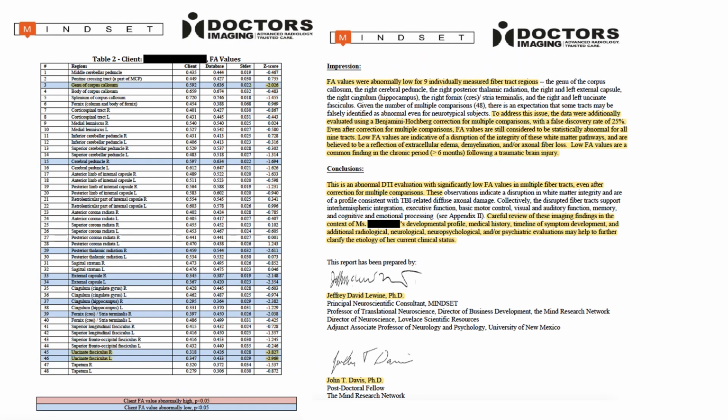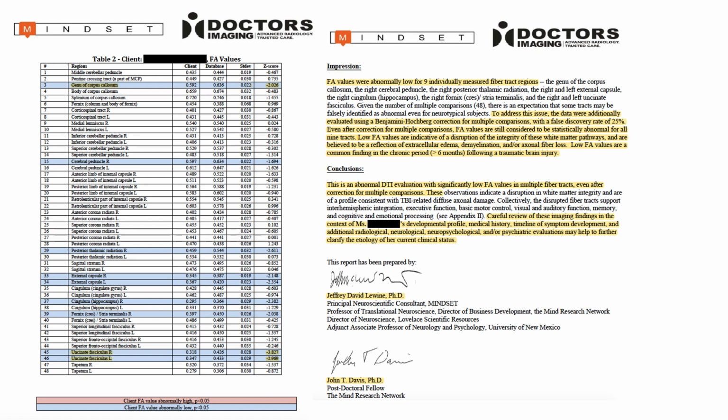Now, I've already reviewed with you the findings and the impression and the conclusion and the sign-off, but I wanted you to also see this graph with the FA values and the Z-scores. The Z-scores I've highlighted there show how many standard deviations below the control group is involved within zone 3, 45, and 46, as I've already discussed with you. So that's where the Z-score comes in.